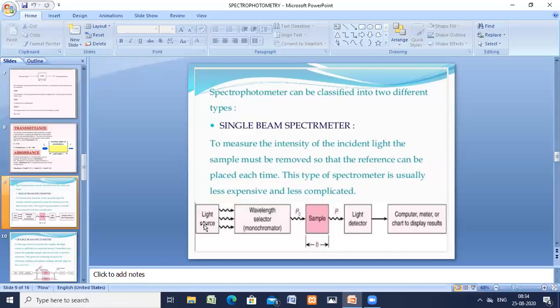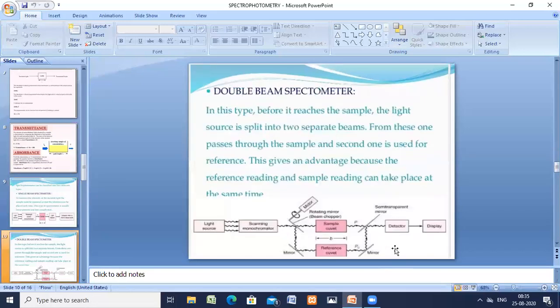Light sources. In the instrumentation, the light source, monochromator, sample, light detector, and a computer or a chart to display the results. Okay, here: light source, monochromator, sample, detector, and display. Now we'll see this instrumentation in detail.